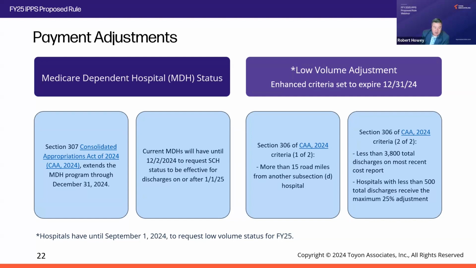Similarly, with the low volume adjustment, that enhanced criteria is set to expire at the end of this calendar year. And that is the current criteria. When they go back, they revert to the pre-2011 criteria. Most of the hospitals, there's certainly a few that still qualify, but many of them who are currently qualifying will lose that qualification. And remember that this is an annual request for the low volume adjustment. So you do have until September 1 of 2024 to request low volume status for fiscal year 25.